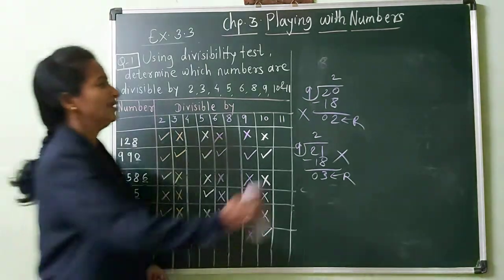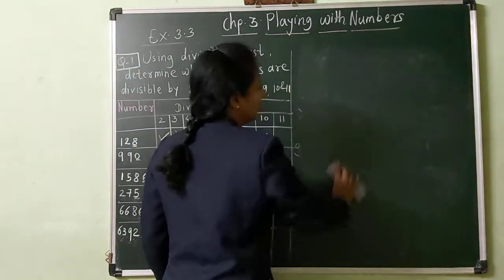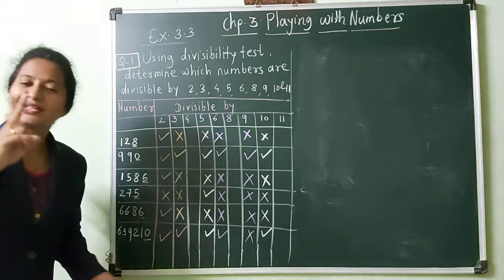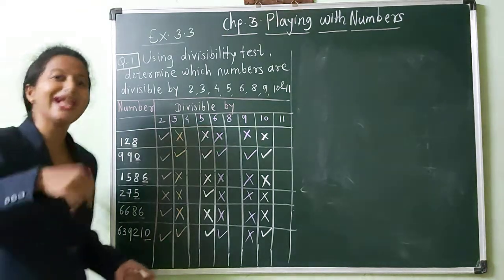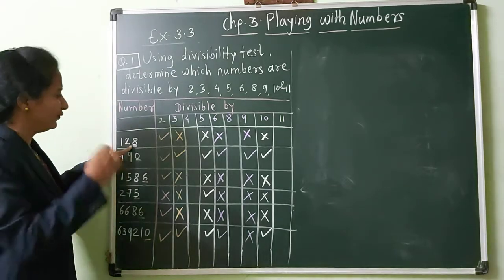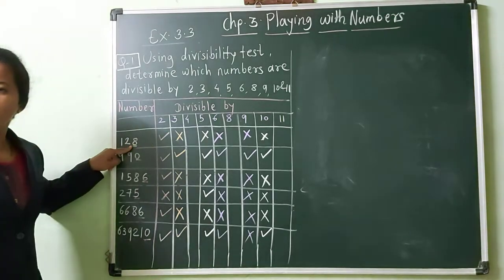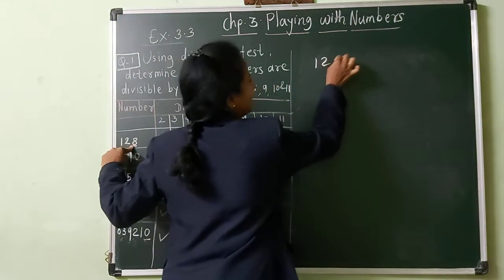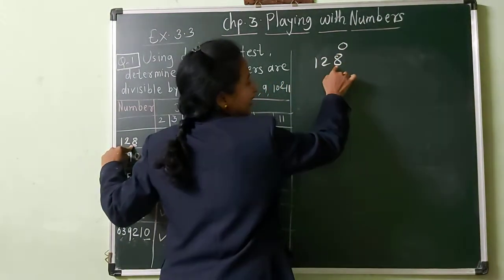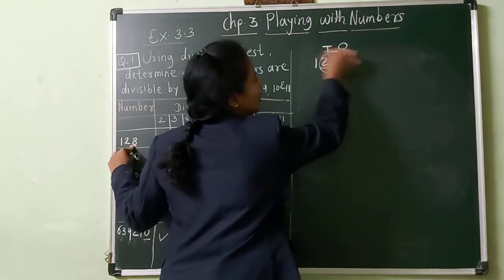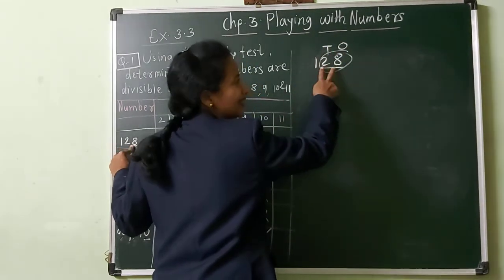To check given number is divisible by 4, you have to focus on last two digits, means ones place digit and tens place digit. See the first number 128, which is the number formed by ones place digit and tens place digit. In the 128, 8 is at ones place, 2 is tens place. So you have to focus on these two digits, means last two digits.